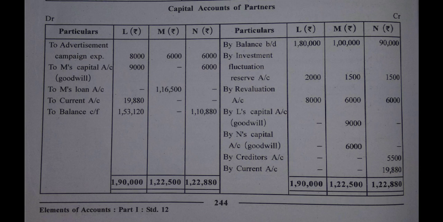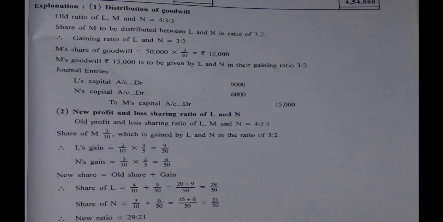So coming towards the total of existing partners, always remember one thing, whenever your adjustment says that the capital of the existing partners is to be kept in the new ratio, firstly, you should have new ratio with you. Yes? Let us find out the new ratio, just because it is not given in this question. Readily we are supposed to obtain new ratio of L and N. What is their old ratio? 4:3:3. And the share of M is to be gained by L and N in the ratio of 3:2. What is the share of M? It is 3/10. Yes, as per the old ratio.